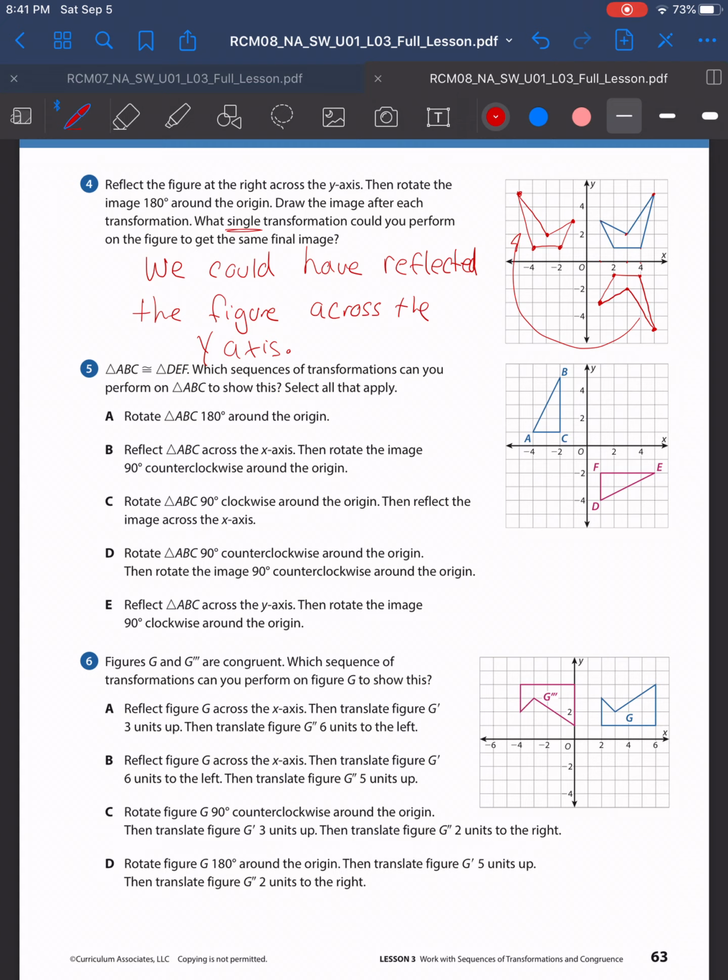Okay, number 5. Triangle ABC and triangle DEF are congruent. Which sequence of transformations could we perform on these to show this? Select all that apply. Okay, so could I rotate ABC 180 degrees around the origin? Well, if I were to do that, you guys, it would look something like this.